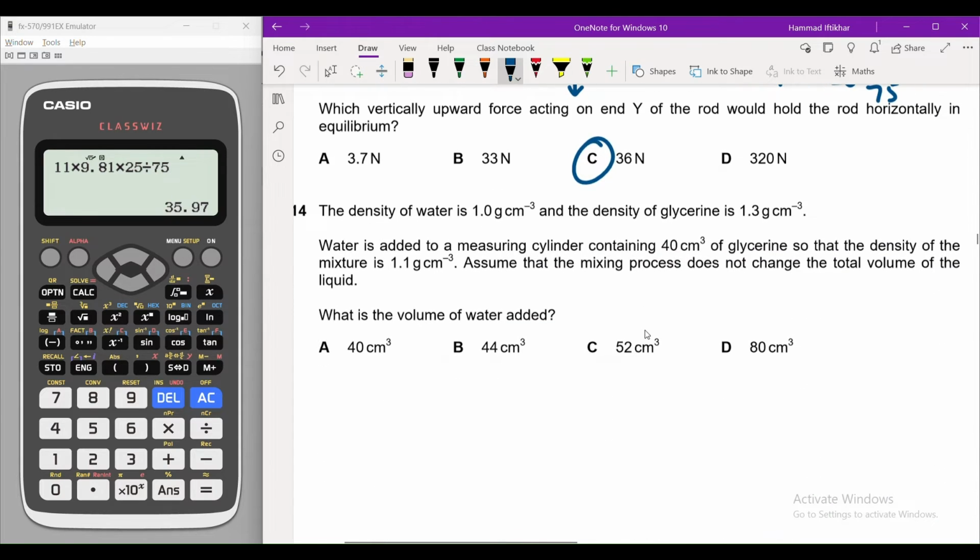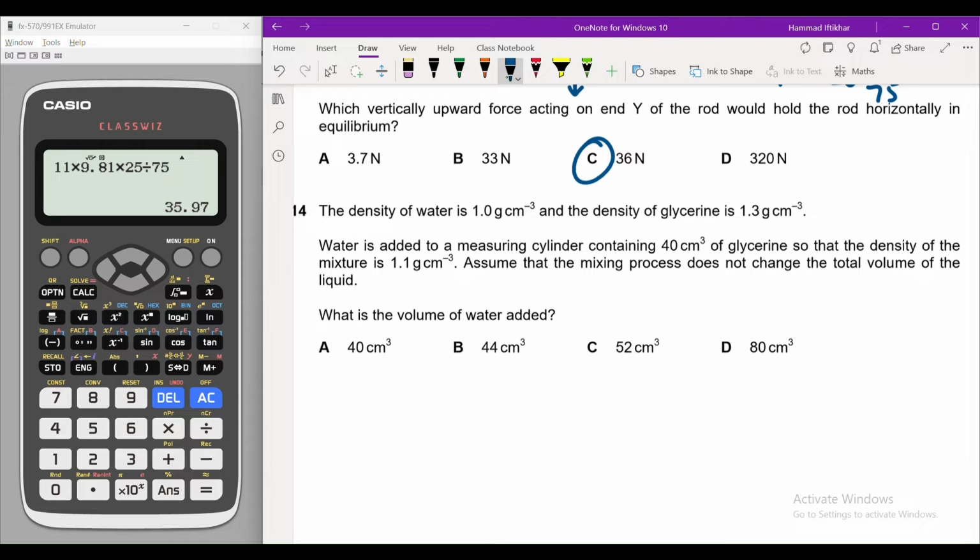The density of water is 1 gram per centimeter cube. The density of glycerine is 1.3 grams per centimeter cube. Water is added to a measuring cylinder containing 40 centimeter cube of glycerin, so that the density of the mixture is 1.1 grams per centimeter cube. Assume that the mixing process did not change the total volume of the liquid. So basically this means there is no chemical reaction happening over here. What is the volume of the water added?